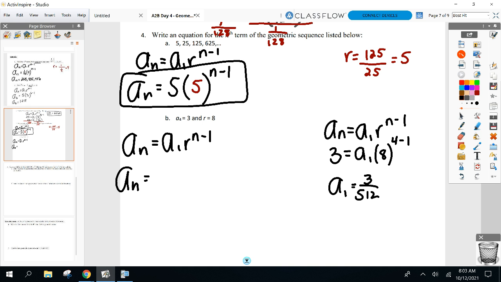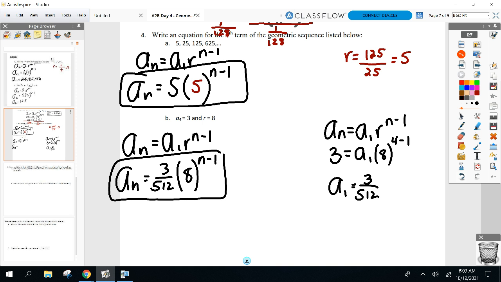All right, so go back to my nth term formula. I got 3 over 512. R is 8. N stays N. There it is. There's my formula for the nth term. So the little extra I had to do there was go off to the side and find the first term. Any questions or comments? A couple more, we're done, and you can get to start the assignment.